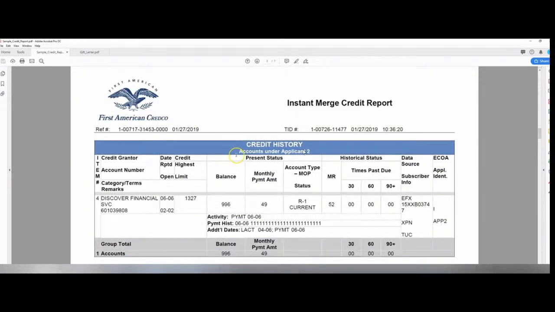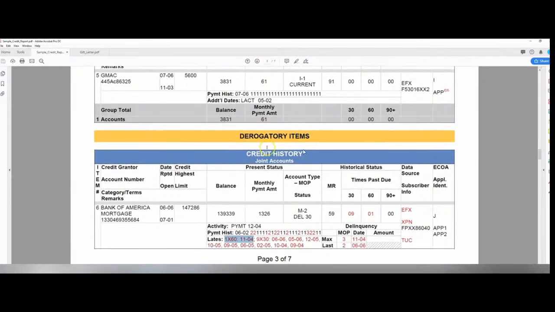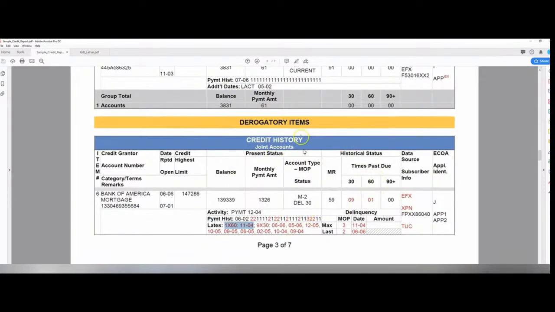Okay, so go all the way down. There's a derogatory section. This section tells you all the lates: how many days, how many, when those lates were, and what type of loan it is. So this is a mortgage. This is the first mortgage. Remember, I told you up on top was the second mortgage. This is primary. There's a lot of lates on here, so you have to check when the lates were. Check your guidelines, see if those lates are acceptable. All right, let's continue on with the presentation.